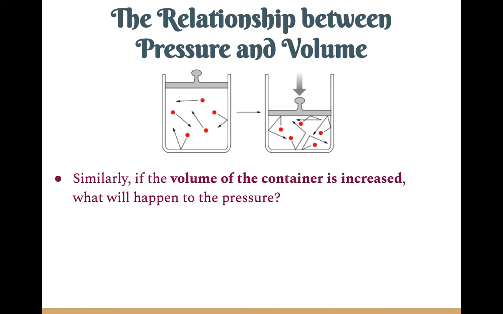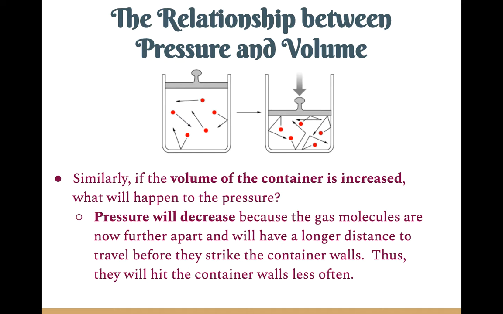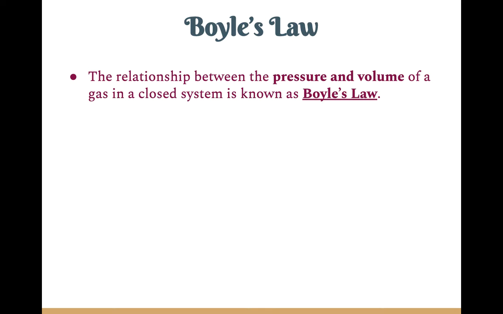Similarly, if you think about it the other way, if the volume of the container is increased, what will happen to the pressure? Well, in this case, the pressure will decrease because the gas molecules are now further apart. They have longer distances to travel before they can strike the container walls, so they're going to hit the walls less often. So when volume decreases, pressure increases, and vice versa. When volume increases, pressure decreases. So they have an inverse relationship. And this relationship is known as Boyle's Law.